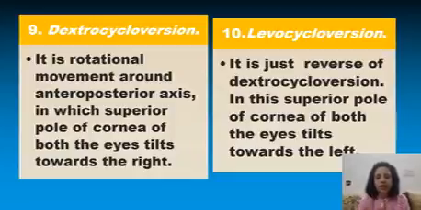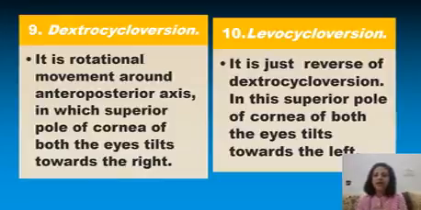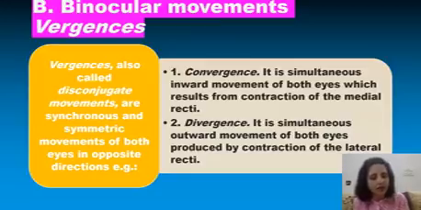Dextrocycloversion will be the rotatory movement along the anteroposterior axis in which the superior pole of the cornea of both the eyes will be tilted towards the right, and levocycloversion when the superior pole of cornea of both the eyes will be tilted towards the left.